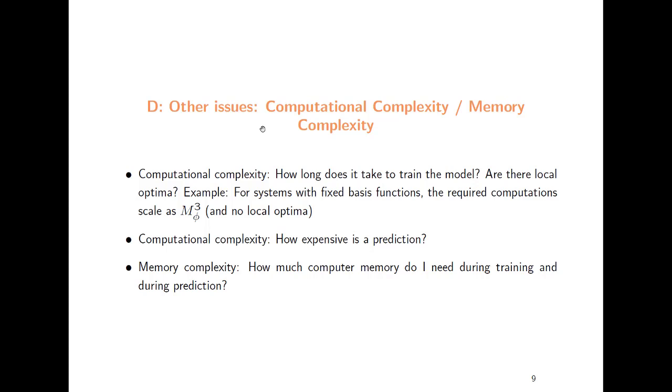Then how expensive is the prediction? That can be important if you need to make a prediction very quickly, for example, in advertisement placement or search engine results. You don't have much time. In other applications, this doesn't matter too much. And then there's memory complexity. So how much memory do I use in training and also in prediction?